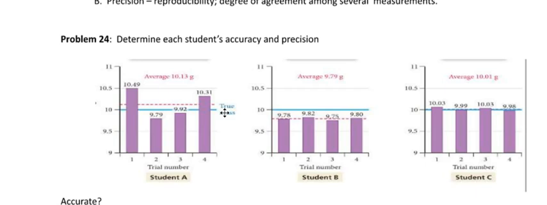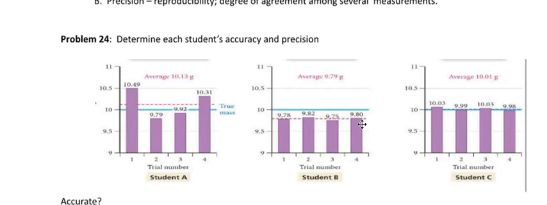What about student B? The average is 9.79. It's a little bit below, so I'd say the accuracy may not be all that good. The other person is a little bit better, is closer to the exact value of 10, but student B is about 0.21 below that. So I'd say the accuracy is lower than student A, but look at the precision. The values are pretty close to each other, so I'd say the precision for student B is pretty high.